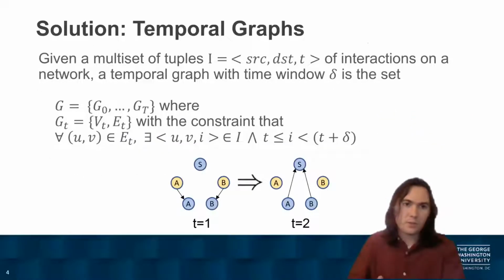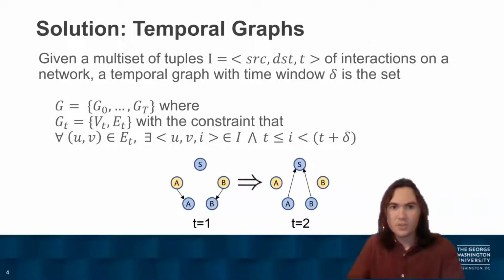So we propose this solution of using temporal graphs. We use discrete temporal graphs, which means we look at all the activity in a network over a given period of time, construct a graph out of that activity, and then move to another time window and construct a different graph.